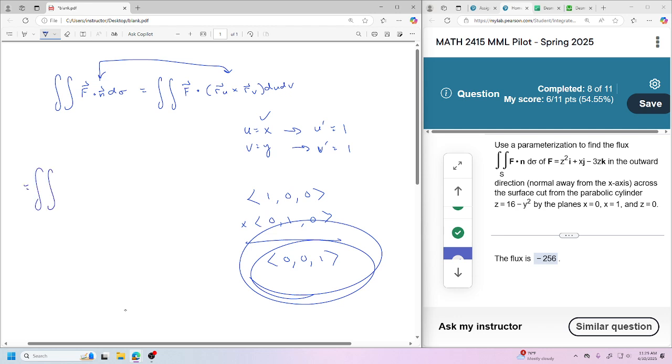I was so close. Let me go back and put my F in. So I got x squared, I'm sorry, z squared, x, negative 3z. I'm going to say dot 0, 0, 1. You're going to laugh at me here in just a second. du dv. But wait, du dv. Hold on, I'm going to get back to this.